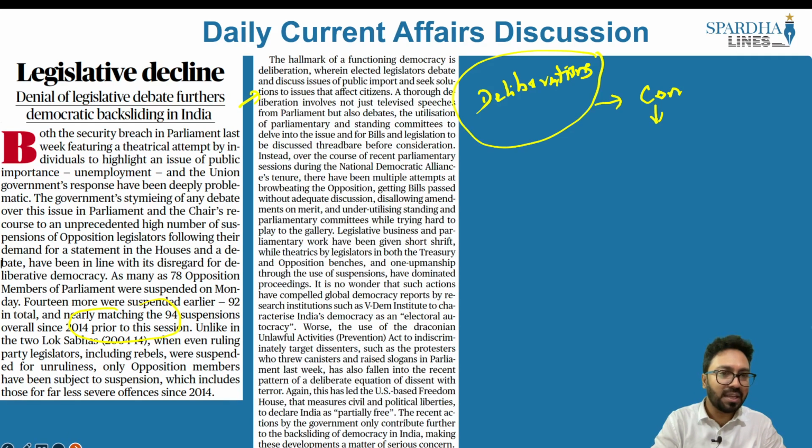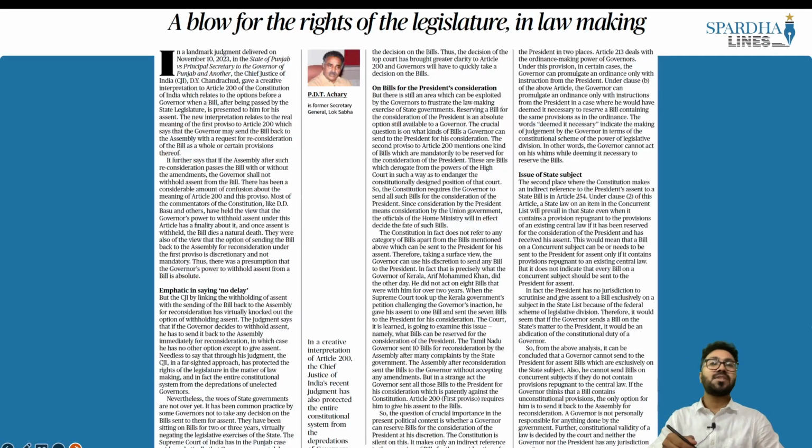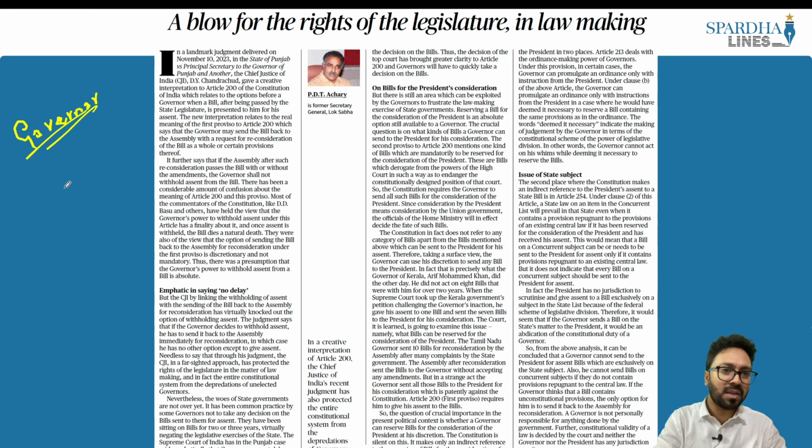Now let's look into the next article. This article says a blow for the rights of the legislature in lawmaking. What is this article speaking about? The article here is speaking about the governor's power. We have the Supreme Court of India, which has recently clarified what are the powers of the governor of the state. When it comes to the governor, under Article 163 of the Indian Constitution, he will have to listen to the aid and advice of the Council of Ministers.